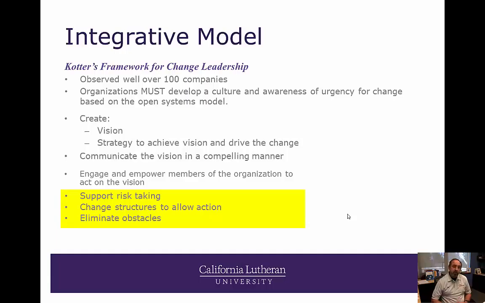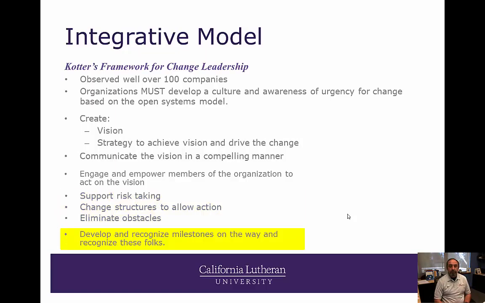You have to change the structures to allow action. Sometimes communication can be a barrier. If you have a specific structure in the organization that perhaps is getting in the way of that change, you've got to be able to realize what the challenges to that are and be willing to change that structure. And get the obstacles out of the way. Could be a motivation obstacle, could be a training obstacle, could be financial resources, whatever it might be. It's important to get those obstacles out of the way so that the organization can move forward.